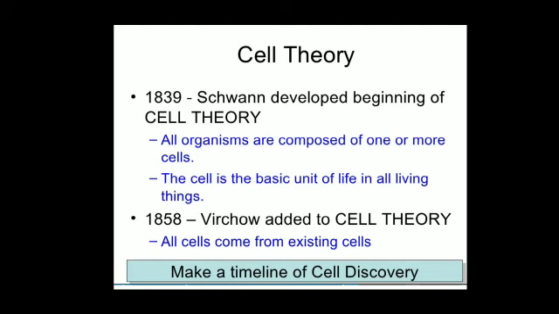In 1838-1839, Schleiden and Schwann developed the beginning of the cell theory. First, all organisms are composed of one or more cells. Second, the cell is the basic unit in living organisms or living things. And in 1858, Virchow added to the cell theory that all cells come from pre-existing cells. All the new cells arise from pre-existing cells.